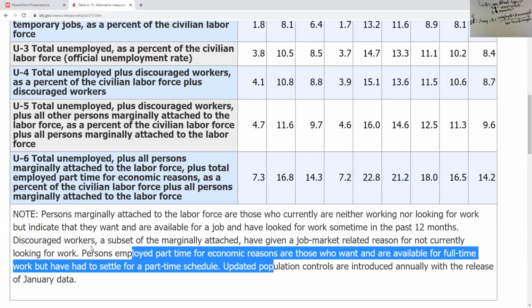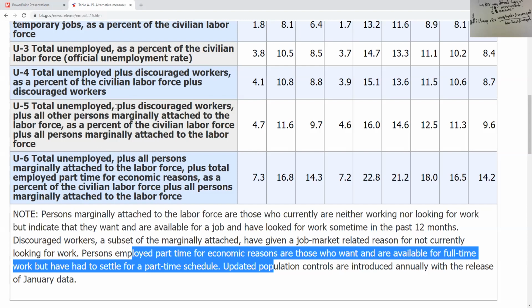People employed part-time for economic reasons, right? So this is a huge problem in Japan. A ton of the Japanese workforce is involuntarily part-time working. These are people that want a full-time job, but they have to settle for a part-time schedule.